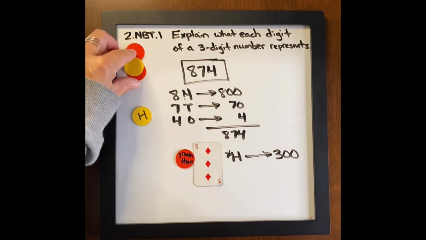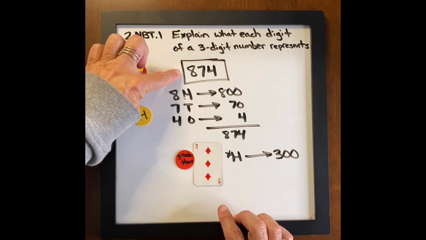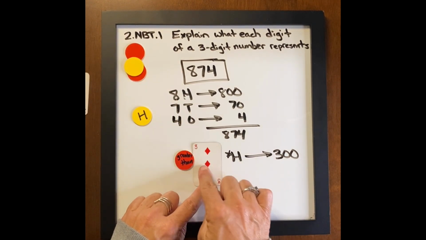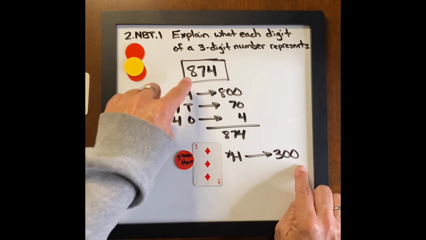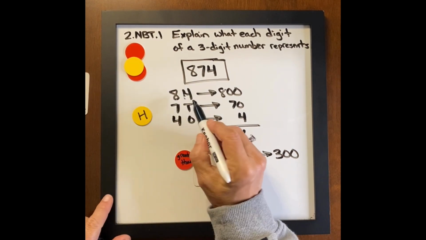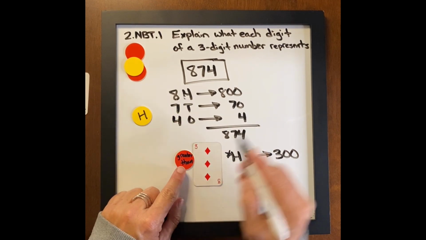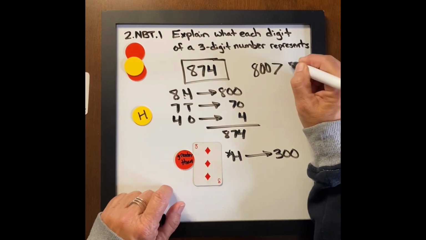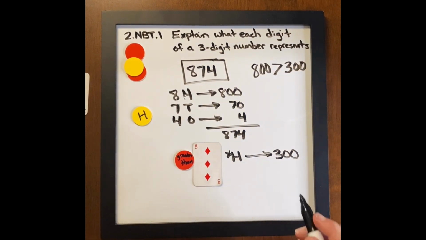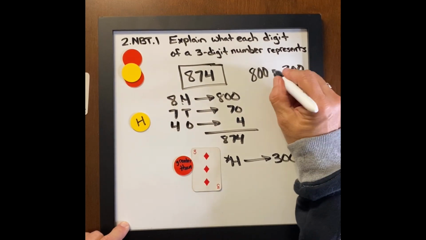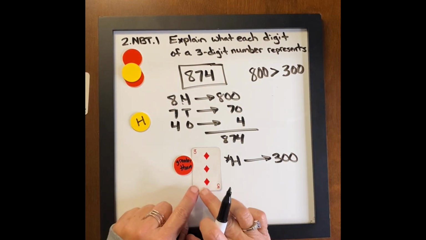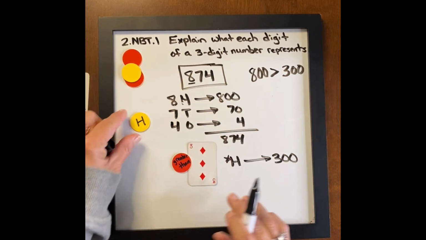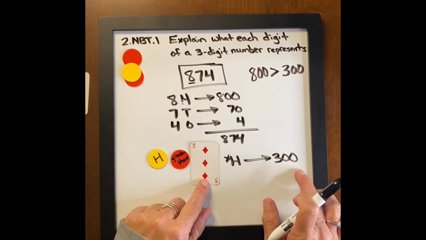Okay, so in order to get the point, the student's number has to be greater than 300. So I have an 8 in the hundreds place, so I earn 1 point because 800 is greater than 300. Okay, that looks like a 7. So anybody who has the hundreds place greater than 300 earns a point.